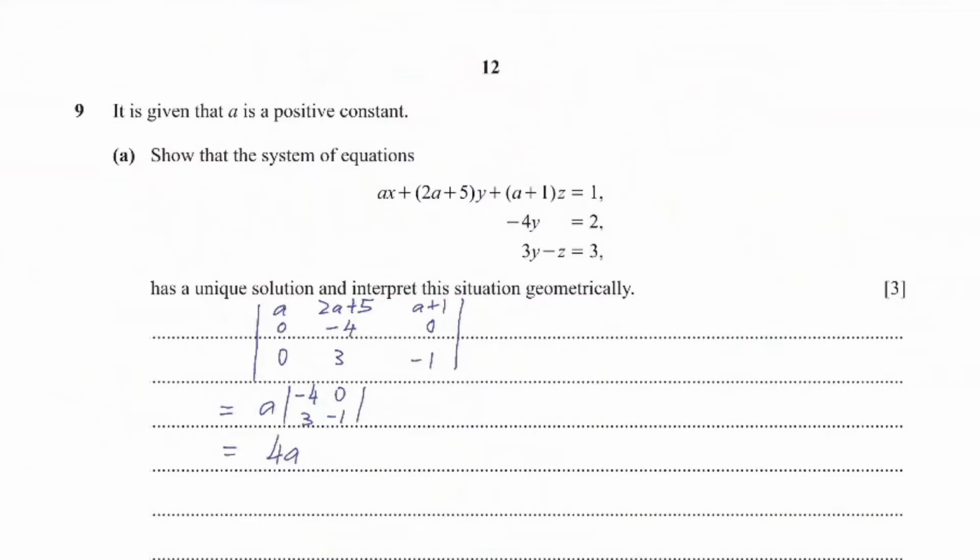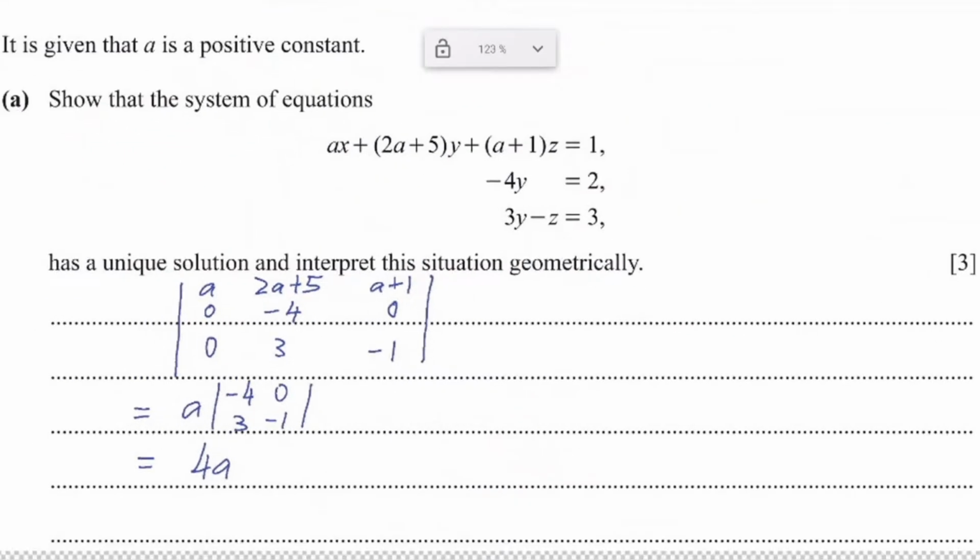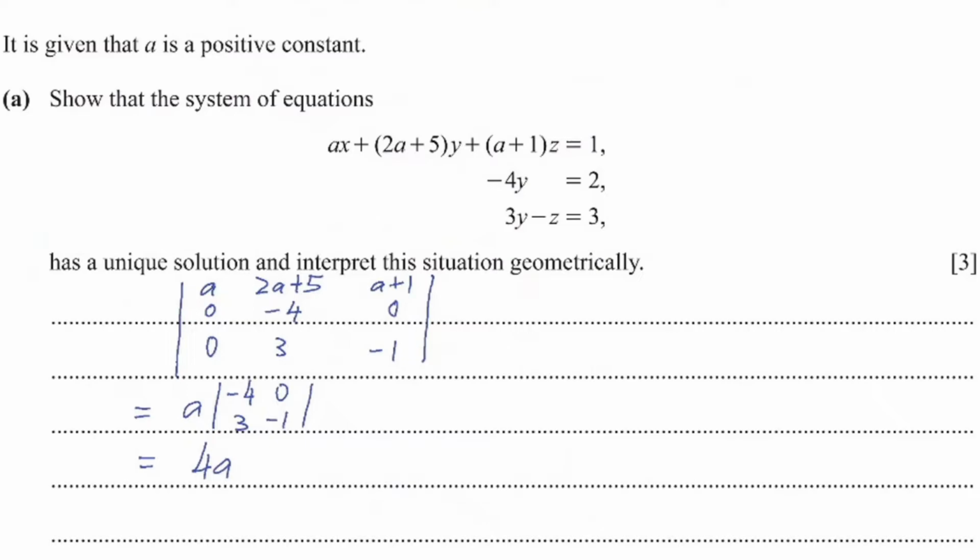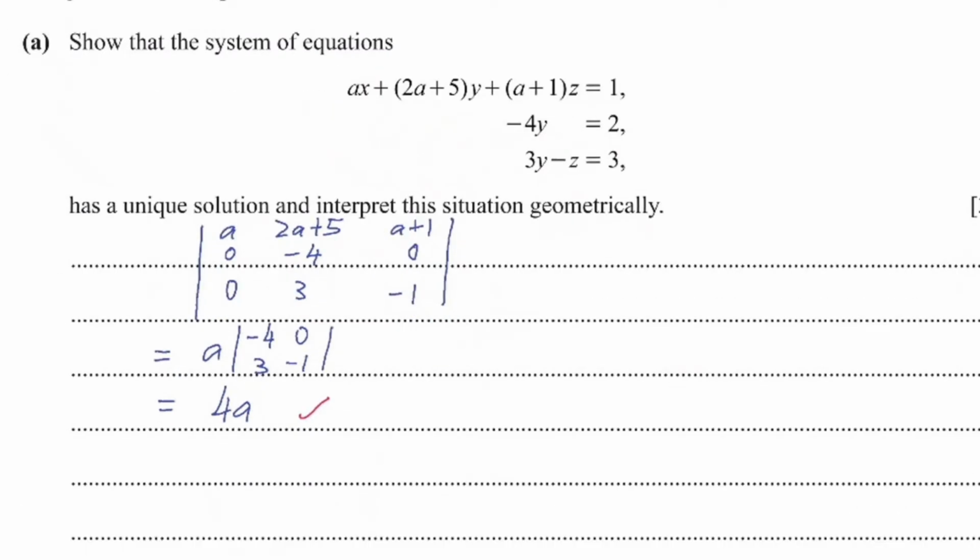Okay, this number 9. We have got A is a positive constant. Show that the system of equations has a unique solution and interpret this solution geometrically. So it's always about the determinant when we want to show that it has a unique solution or no unique solution. We just need to take out the determinant here, and we have got 4A. So why does this 4A give us a unique solution?